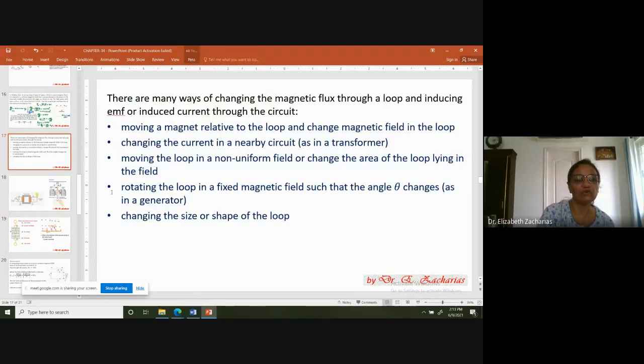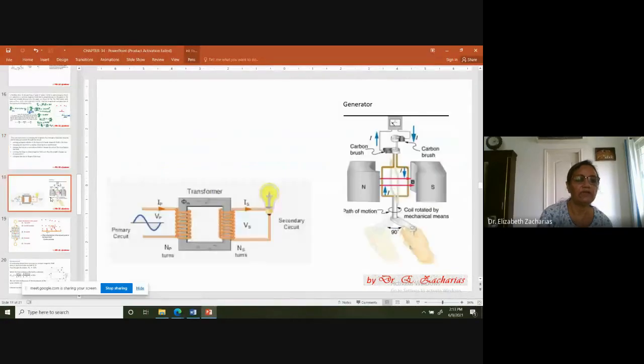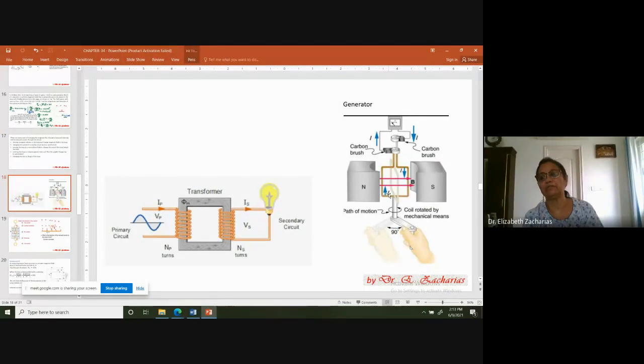Then next, let us look at the fourth method. The fourth method is rotating a loop in a fixed magnetic field. For that, I'll give you an example. The example here will be a generator. In a generator, what happens is you have a loop. This loop is not having any source of EMF, but there is a magnetic field as given by this purple arrow. Okay, so now you turn this loop.